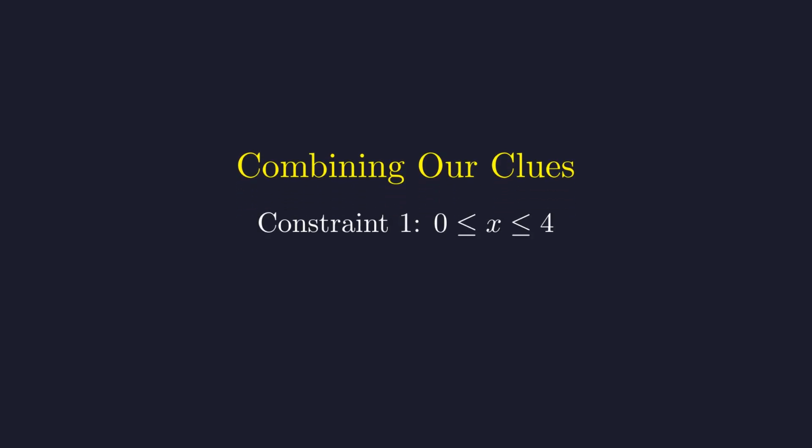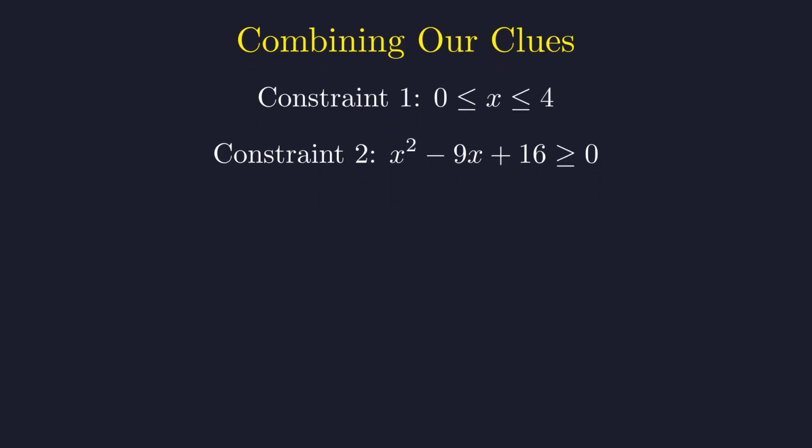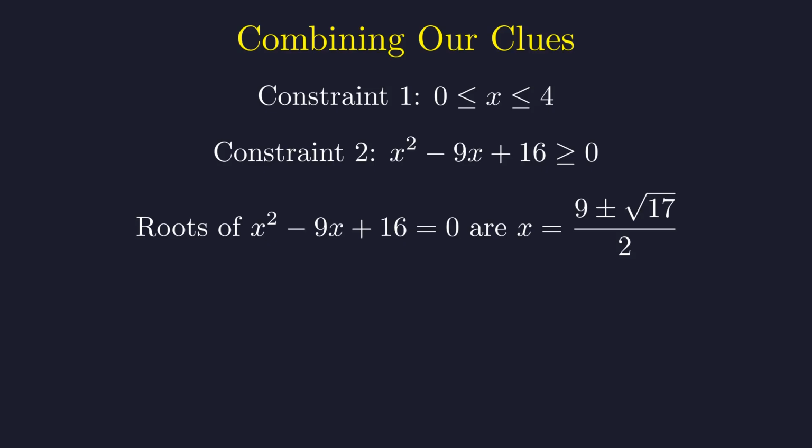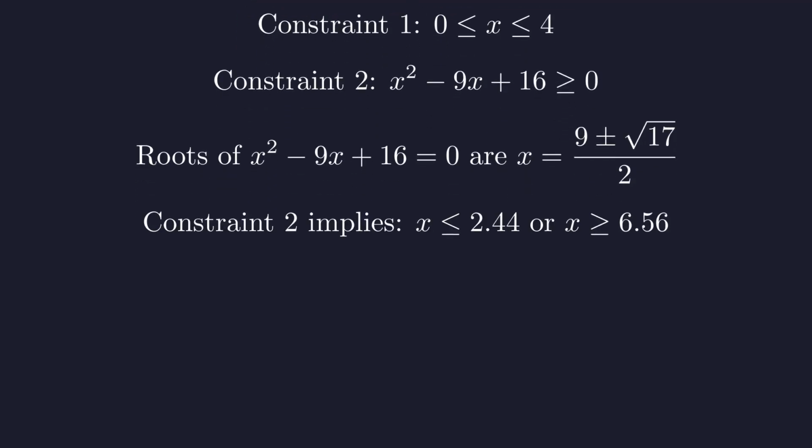Our first constraint told us x must be between 0 and 4. Our second constraint says this quadratic must be non-negative. To see what this means, we need to find its roots. Using the quadratic formula, the roots are at approximately 2.44 and 6.56. Since the parabola opens upwards, it's non-negative outside of its roots. So x must be less than or equal to 2.44, or greater than or equal to 6.56.